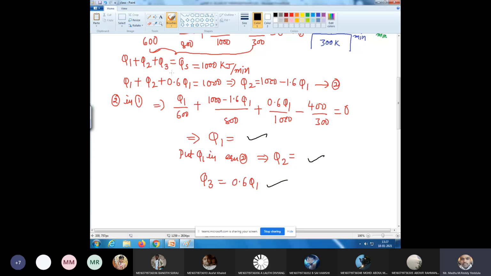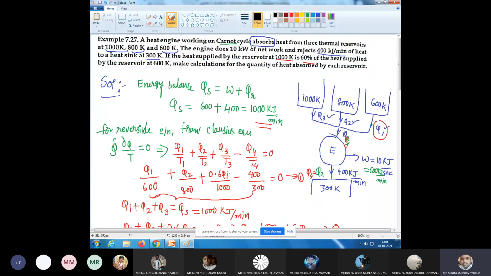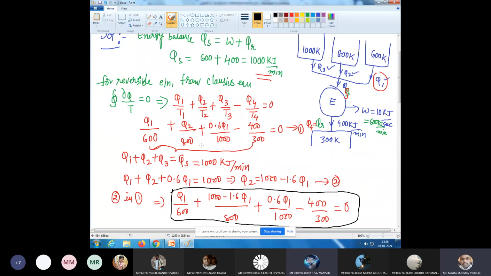Clear? You need to solve this equation. One unknown, one equation, we can solve easily. If you solve this equation, you will get the value of Q1. Once you know Q1, Q2 and Q3 can be calculated. Is it clear? Compulsorily one problem will come on this model: either three sources or three sinks, one source and two sinks, two sources and one sink, like that. Is it clear? Please reply. Any doubt, you can ask me.